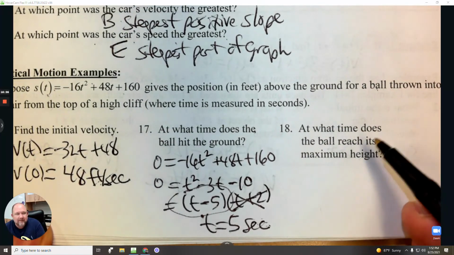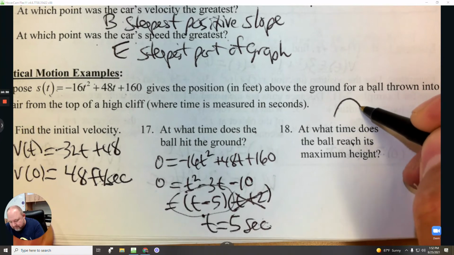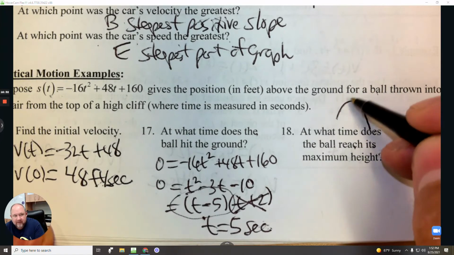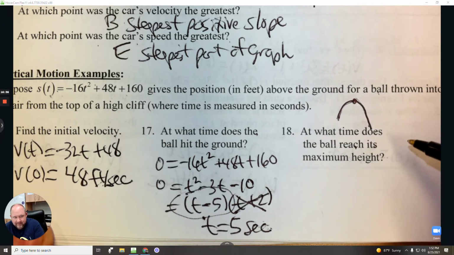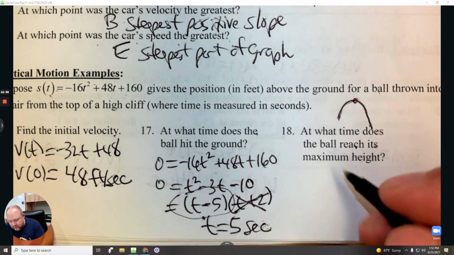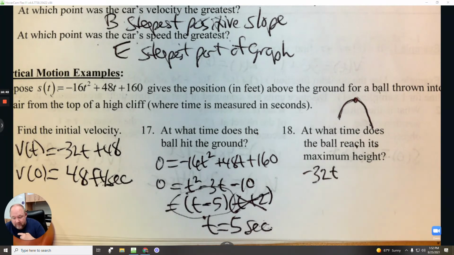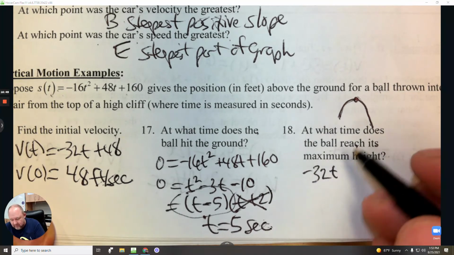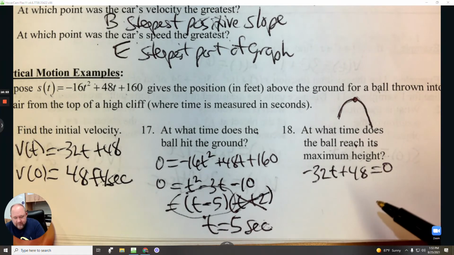At what time does the ball reach its maximum height? So if you throw a ball up in the air and then it hits the ground, when it changes direction is when it reaches its maximum height. That's the velocity. So you take the velocity, and when it changes direction is when the ball rests just for a moment. So we're going to take the velocity equal to 0, and then we're going to solve it.